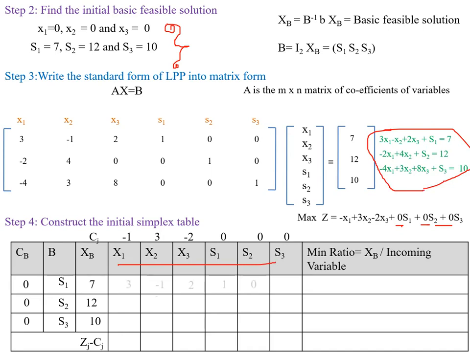So that is 3, -1, 2, 1, 0, 0 from the first constraint equation, and -2, 4, 0, 0, 1, 0 from the second constraint equation, -4, 3, 8, 0, 0, 1 from the third constraint equation.